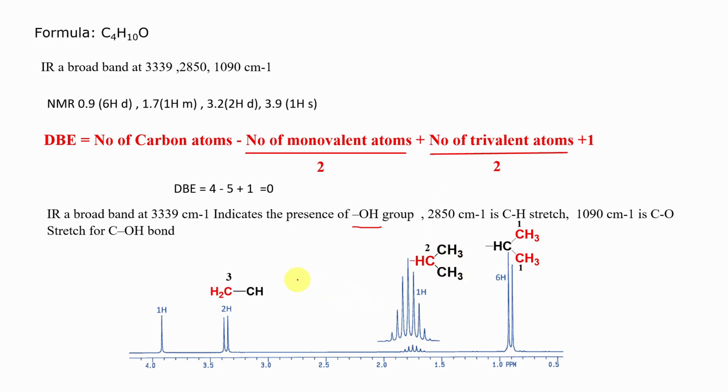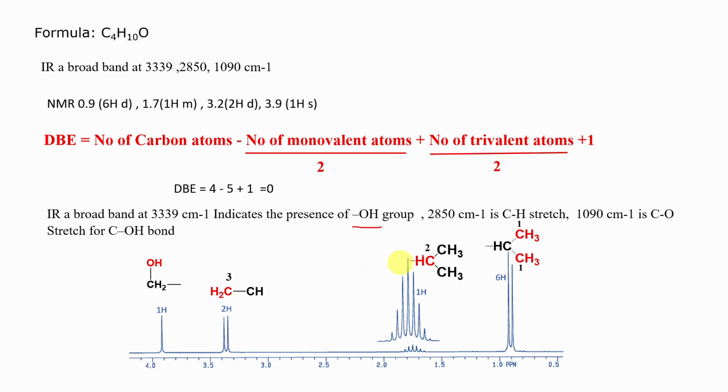And again, the CH2 group is directly attached to the CH group, and hence it gives a 2 hydrogen doublet. And again, the 1 hydrogen singlet is of the OH group, around 3.9 ppm. See, there is an isopropyl group and also a CH2 group and an OH group.